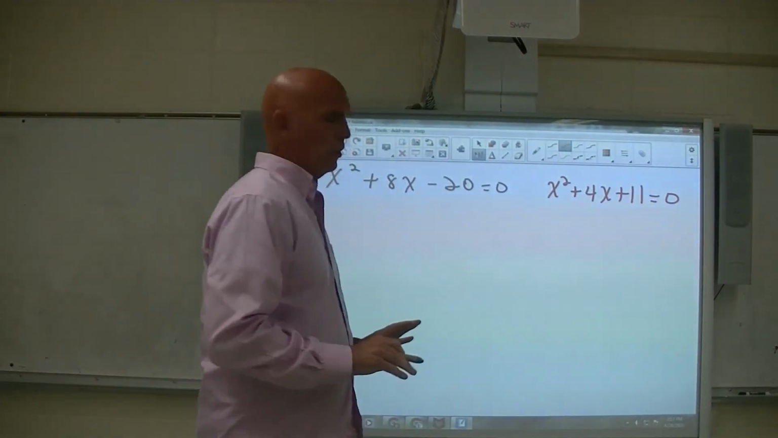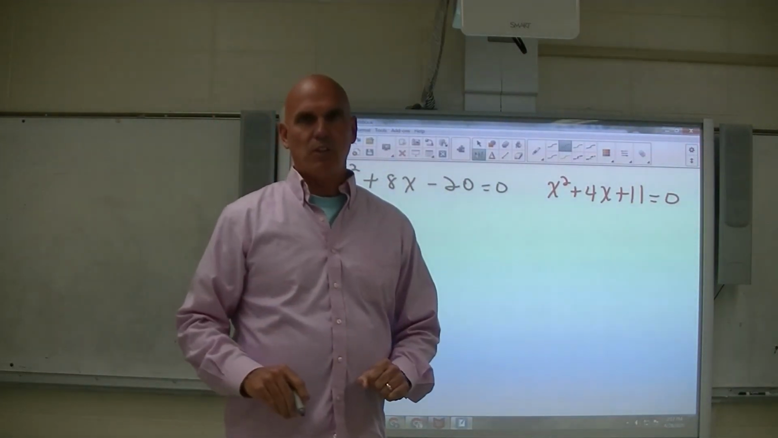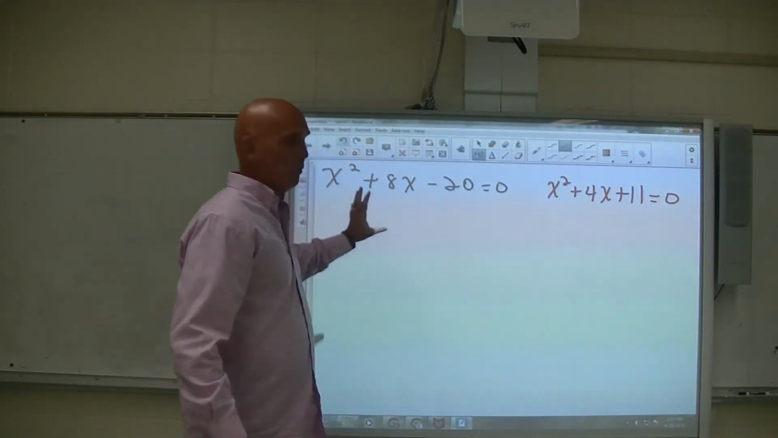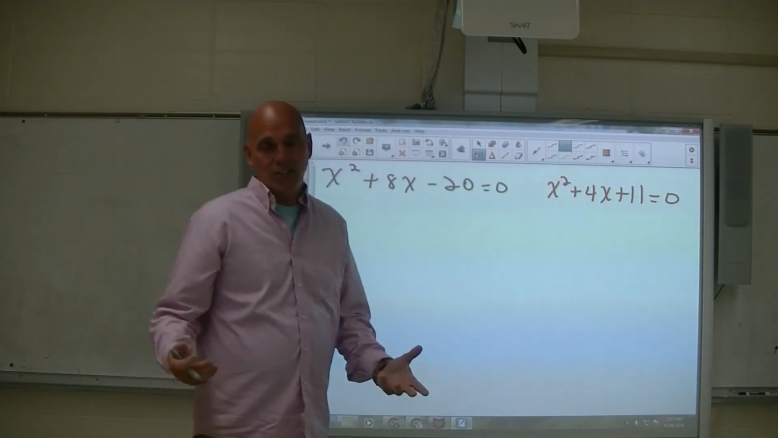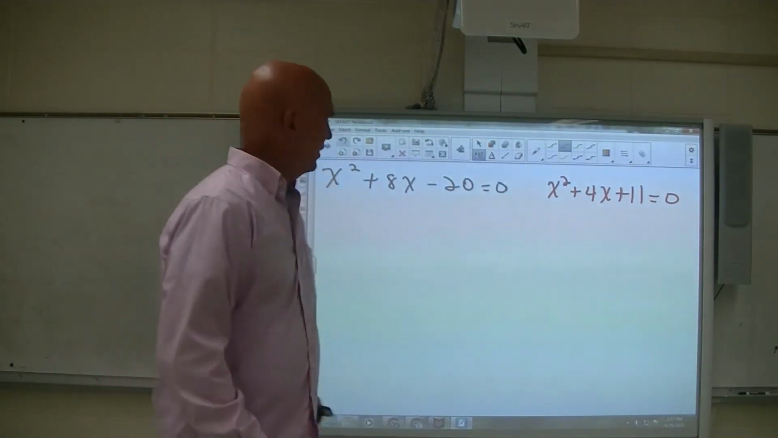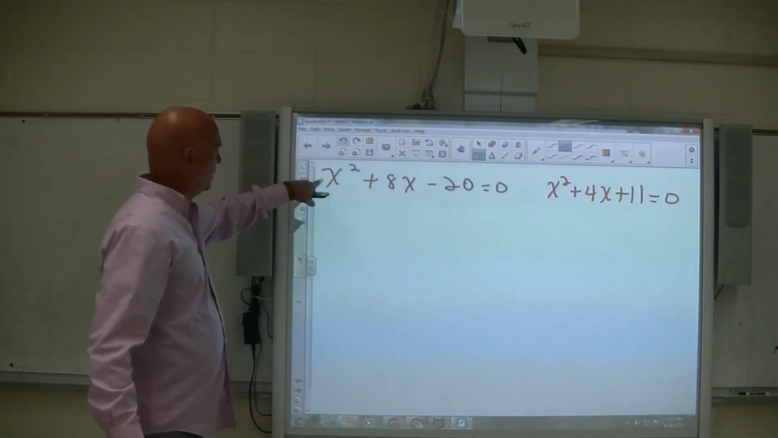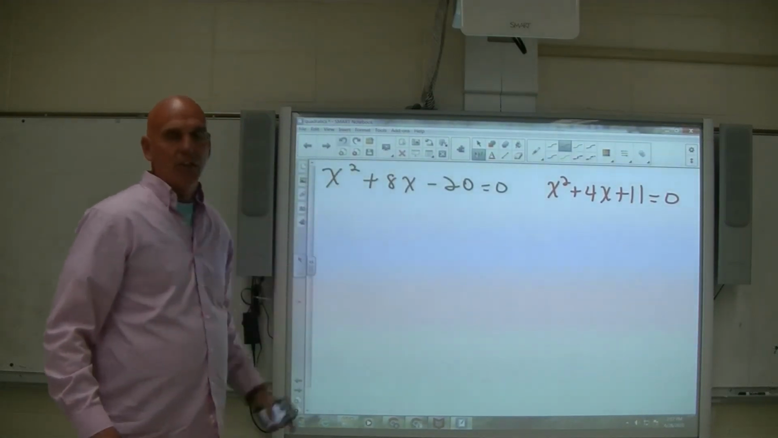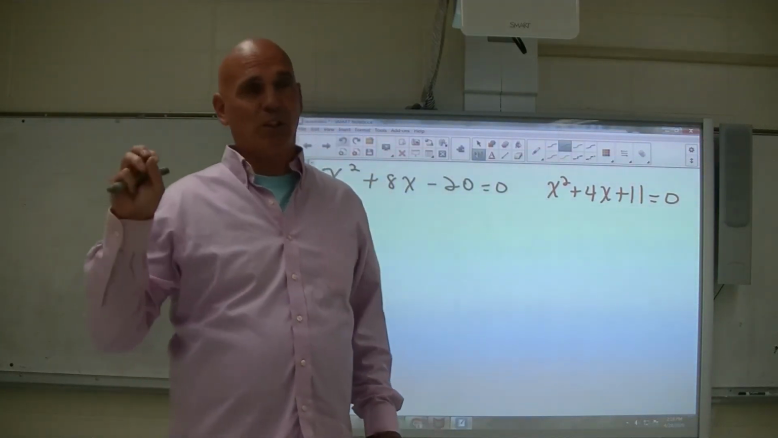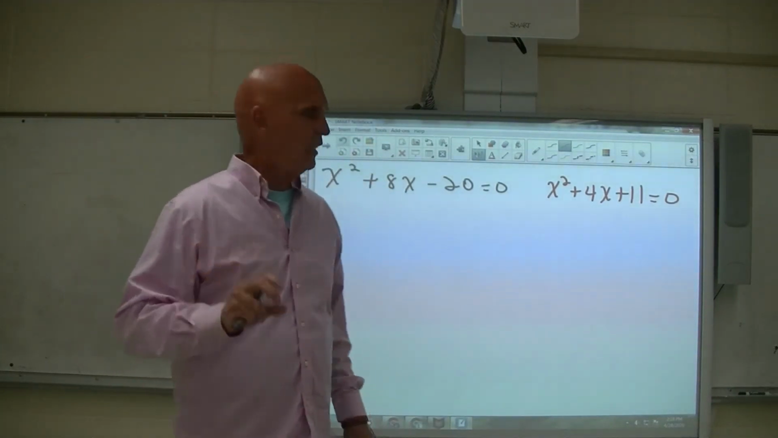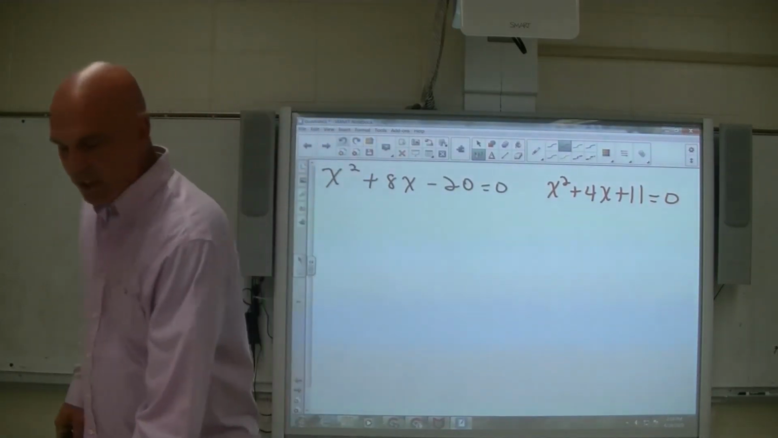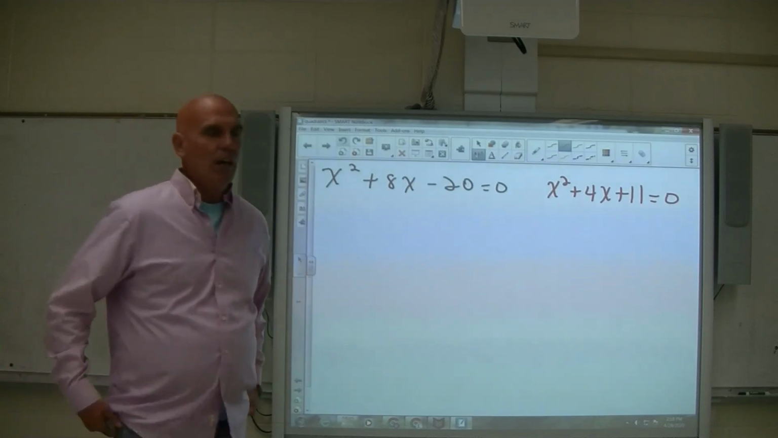First thing I want you to know is we're solving the same problem that we've been solving the last few days. Last time we did it by factoring, so we could put parentheses and see if it factors, and solve it that way. Or we could fire up our calculator, set y equal to this, and look for the places where the graph crosses the x-axis, because when it crosses the x-axis, that's when y is equal to 0.